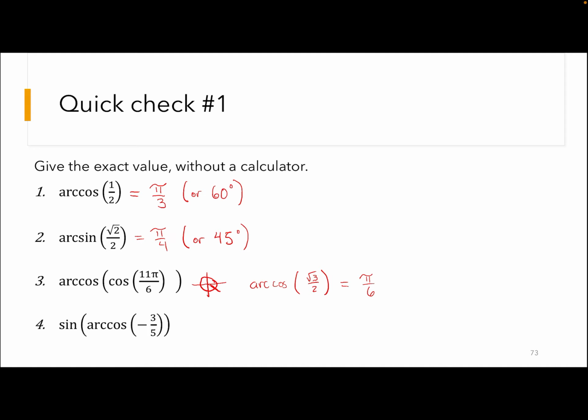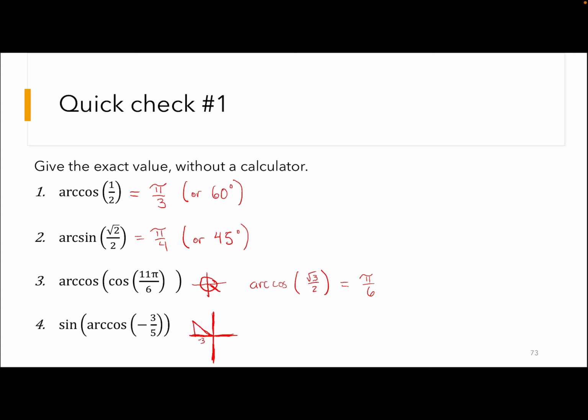We have a trig function inside the arc cosine, find the inner trig value, and then find the angle that has that trig value. For number 4, we have the sine of arc cosine negative 3 over 5. So cosine is negative, right? So let's see. And we want to find the sine of that angle. So cosine is negative. It means that the angle has to be in quadrant 2. So it can be in quadrant 2 or quadrant 3, but we'll see what that means in a moment.